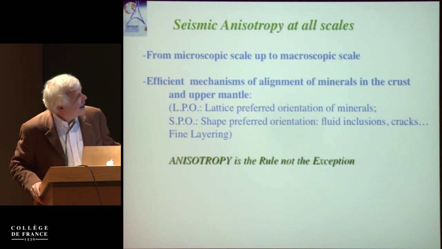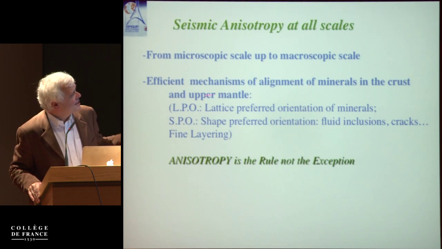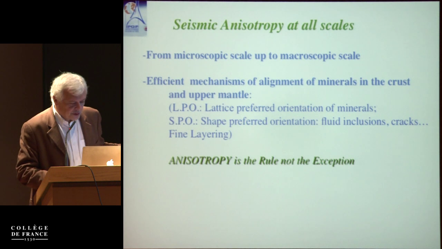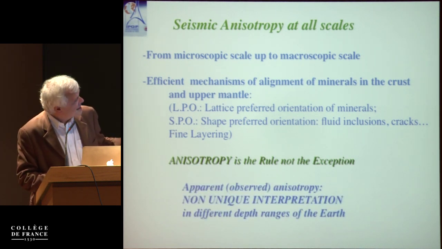What we have to realize is that seismic anisotropy is the rule, not the exception. It is present at all scales, from the microscopic scale up to the very large, macroscopic scale. But the main problem is that we have different mechanisms of alignment of minerals in the crust and in the upper mantle. We have lattice preferred orientation, LPO. We have shape preferred orientation, with fluid inclusions or cracks, and we also have fine layering. Let me show you an example of these three processes.